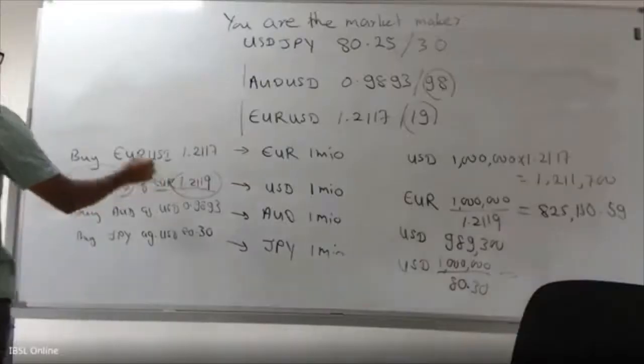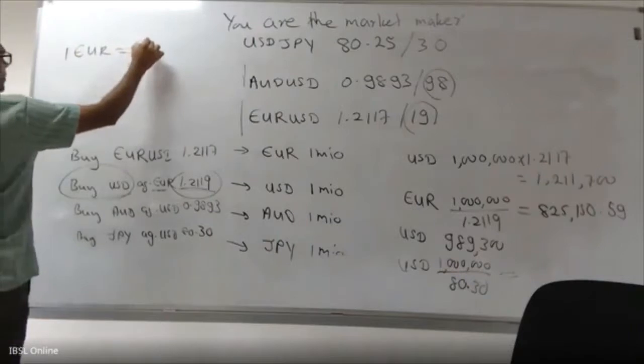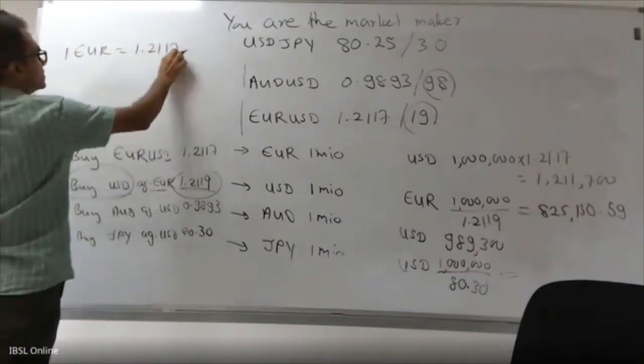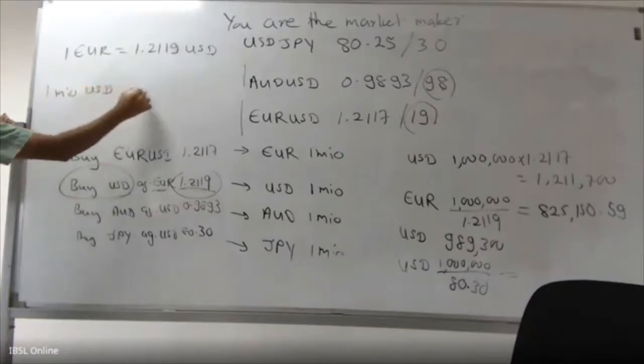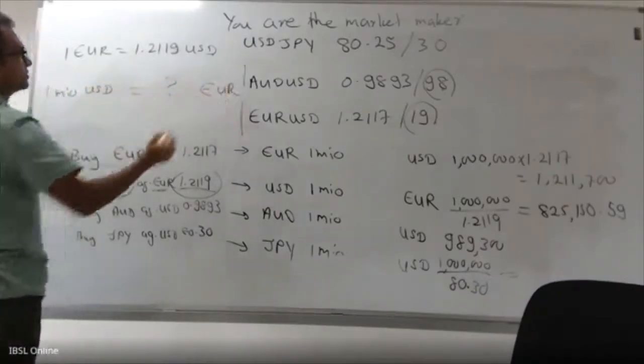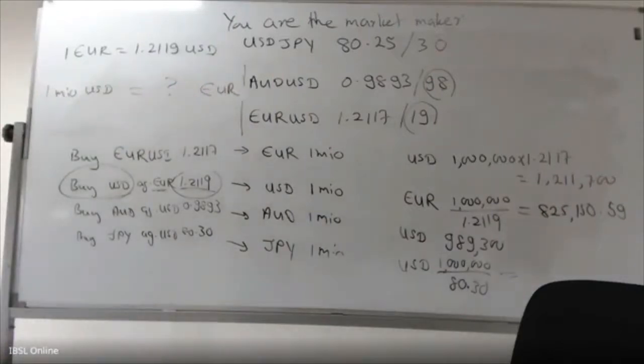Yes, it's clear. My question is why in the second example we are not multiplying. Okay, simple. 1 euro equals 1.2119 US dollars. You need 1 million US dollars. What's the value in euros? How do you get that? Since it's higher than the dollar price, we have to divide it to get the correct euro amount, right, sir?